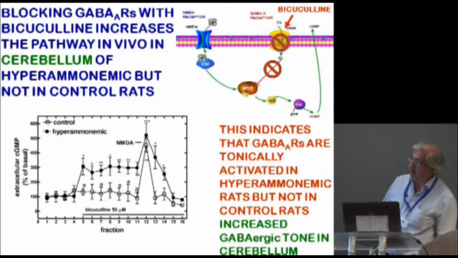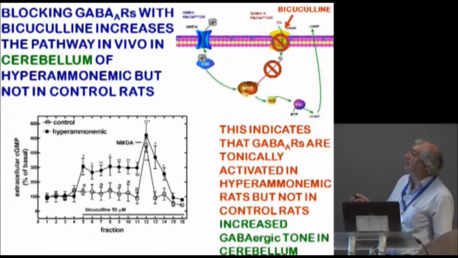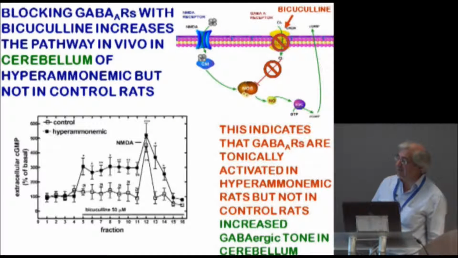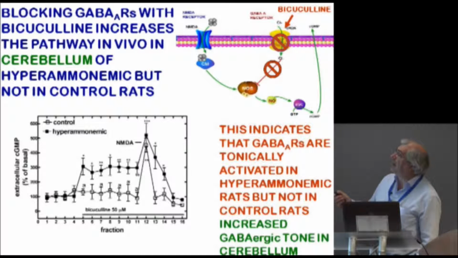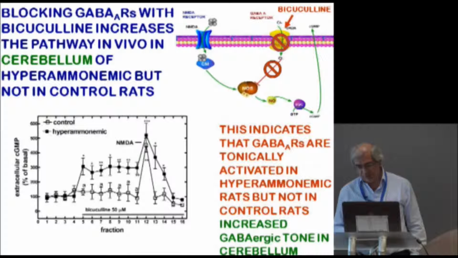These are the results. This is the basal level of cyclic GMP. And in normal rats, if we add bicuculline, nothing happens, essentially. This indicates that if you block GABA-A receptors, the function of the pathway is not affected, indicating that these receptors were not activated and were not inhibiting the pathway. However, in hyperammonemic rats, if you add bicuculline, cyclic GMP increases strongly. This indicates that GABA-A receptors were activated tonically and were impairing the function of the pathway. There is an increased GABAergic tone in hyperammonemia in cerebellum, not in cortex, but in cerebellum. And this contributes to impairment of the function of the pathway.